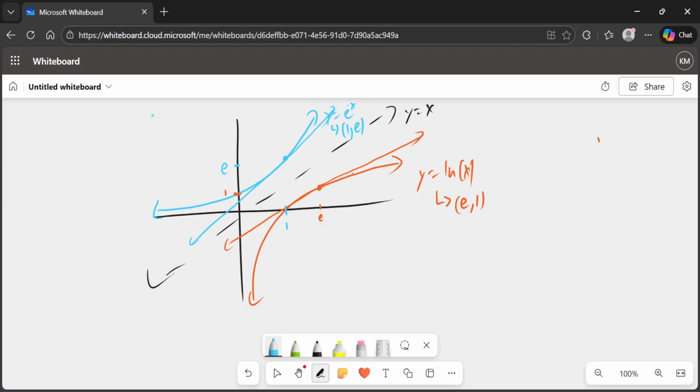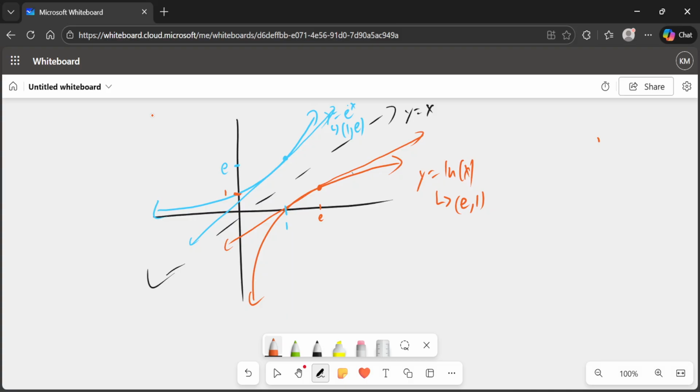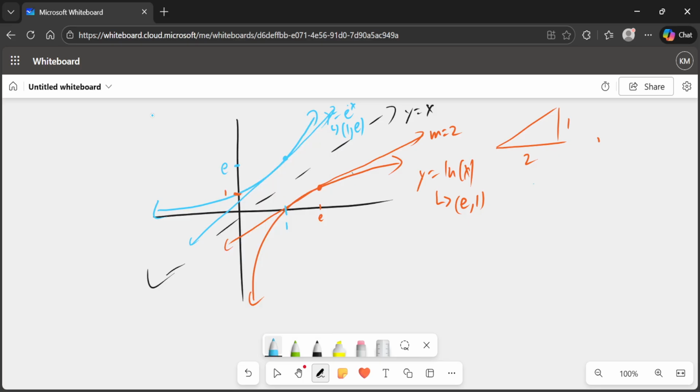Let me see if I can explain this as best I can. Let's say this slope was 2, right? It's not, but just for the sake of brevity, pretend it was 2. Then the inverse is 1 over 2, because it reflects off of y equals x. Our inverse slope is going to be 1 over 2.